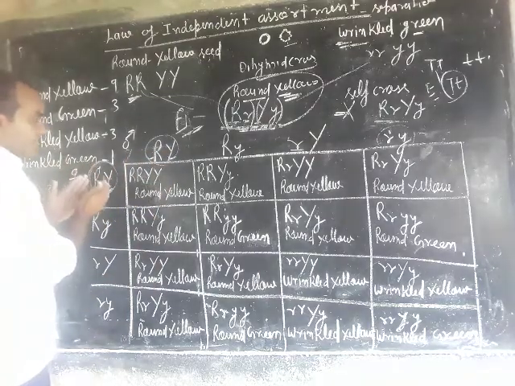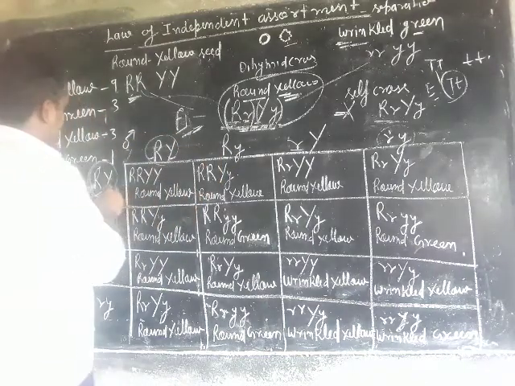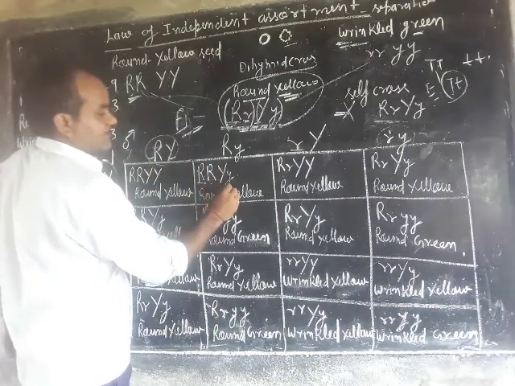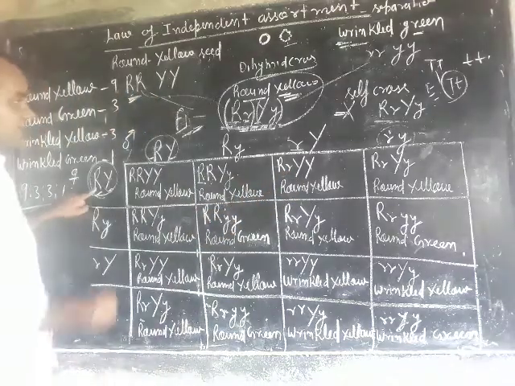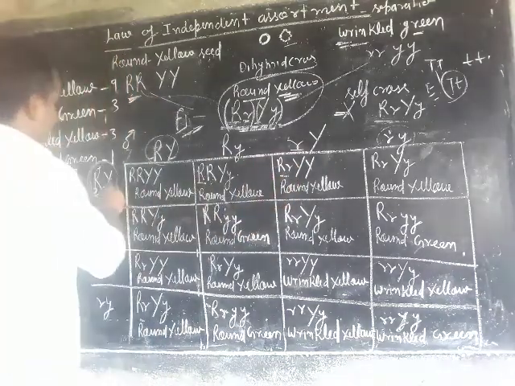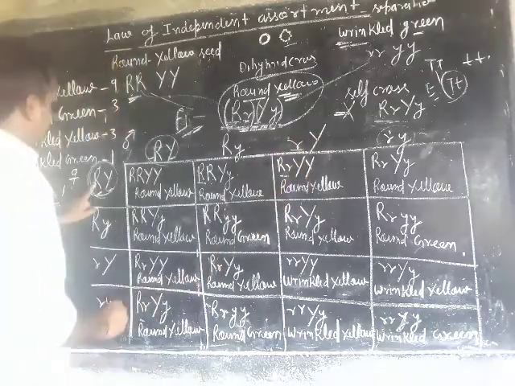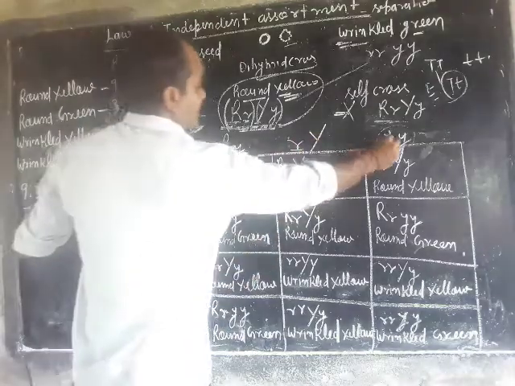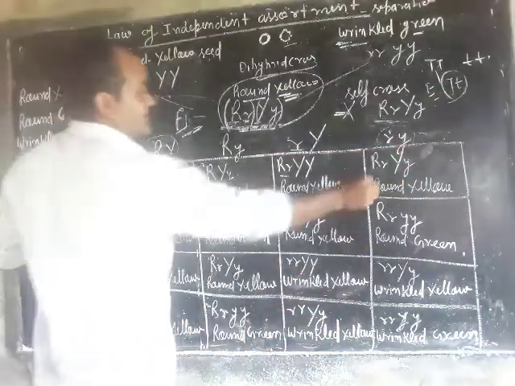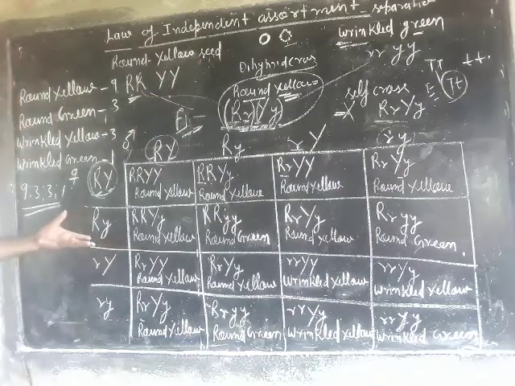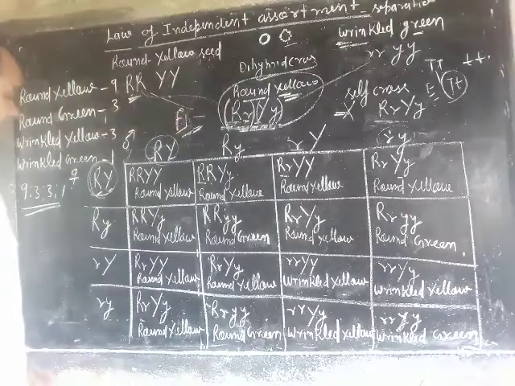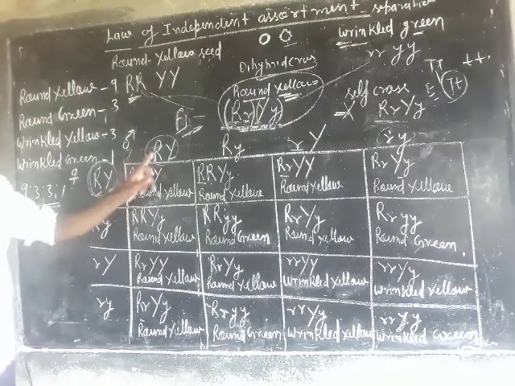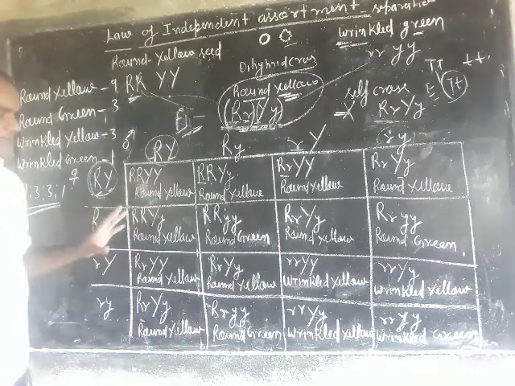Then we put one gamete with another: capital R, capital R, capital Y, small y. Capital R, small r, capital Y, capital Y. Here capital R, small r, capital Y, small y. And the same pattern is prepared here: capital R, capital R, capital Y, small y.